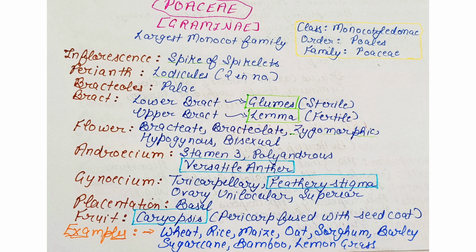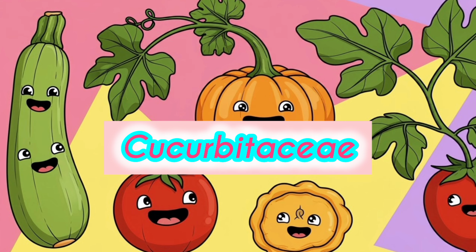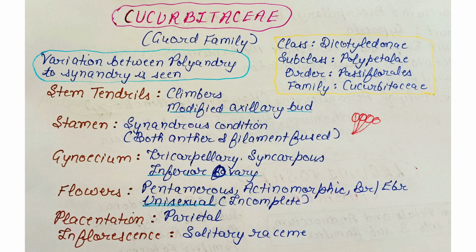Examples are wheat, rice, maize, oats, sorghum, barley, sugarcane, bamboo and lemongrass. Next is Cucurbitaceae family, known as the gourd family. It is a dicot family and belongs to the order Passiflorales. In this family, the variation between polyandry to synandry is seen.